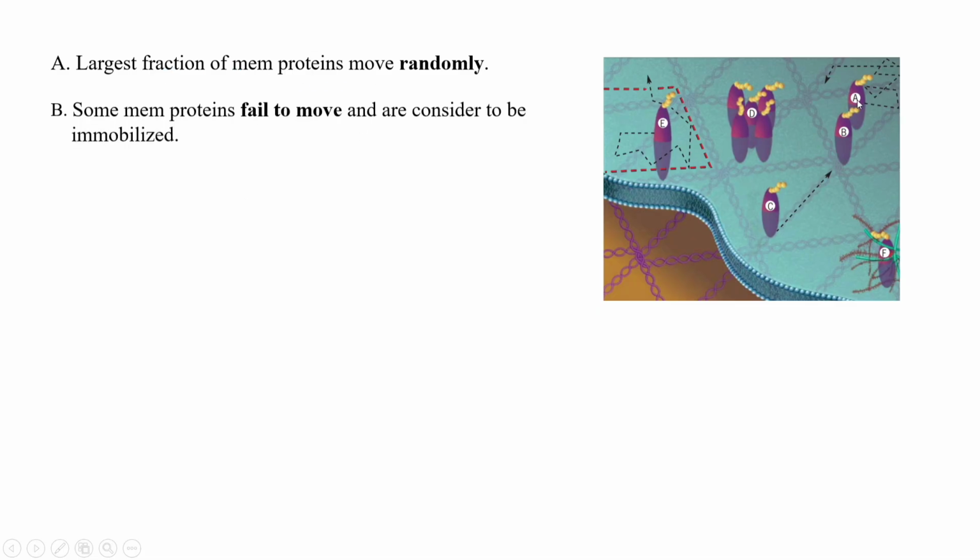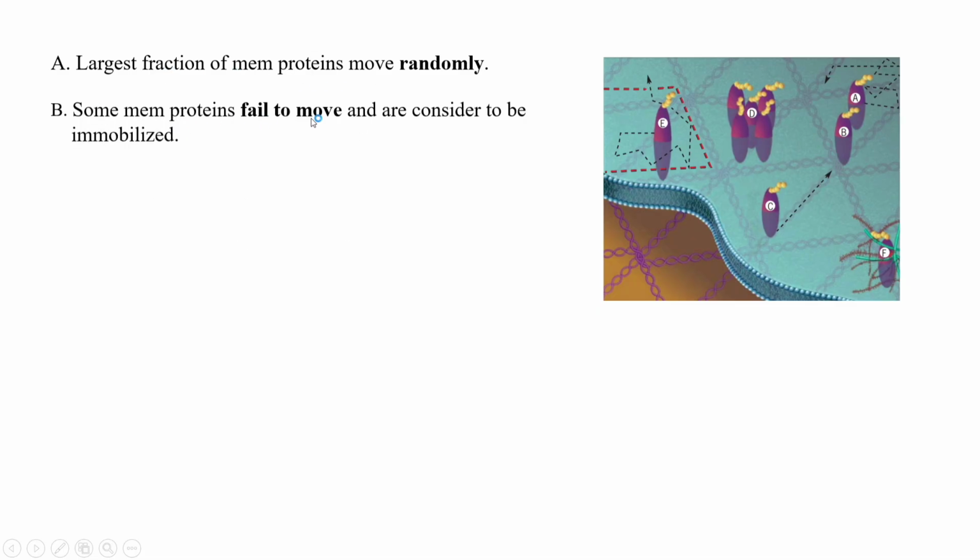Now let's talk about the movements that are performed by proteins. Here six types of protein movements can be seen. The first is A, which shows that the largest fraction of membrane proteins move randomly. There are no directions; they just move randomly on the plane of the plasma membrane. This is called lateral diffusion. This is the example of A.